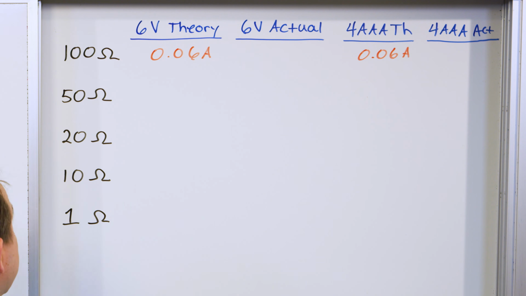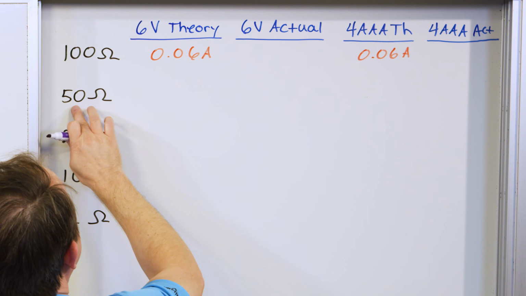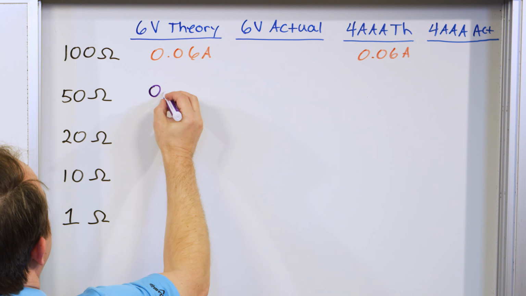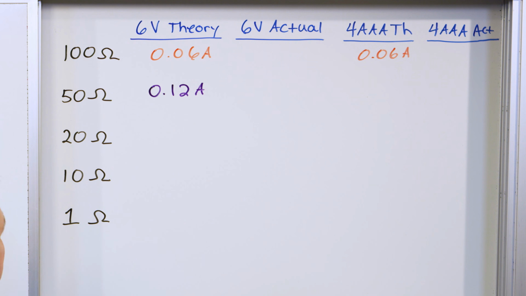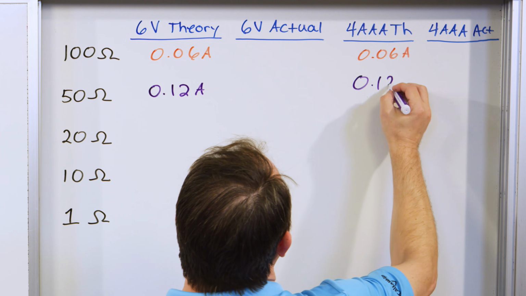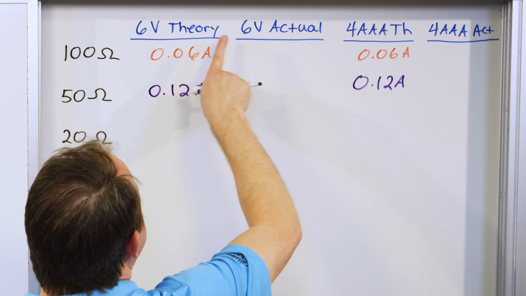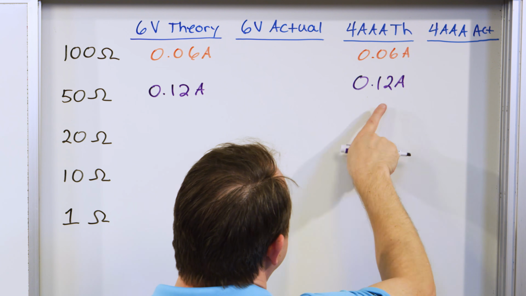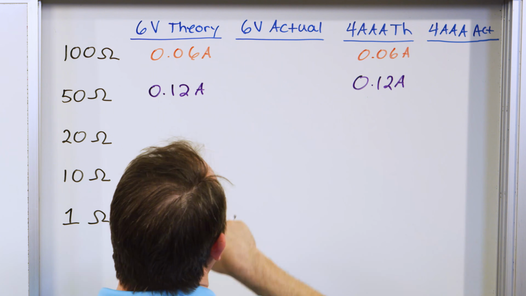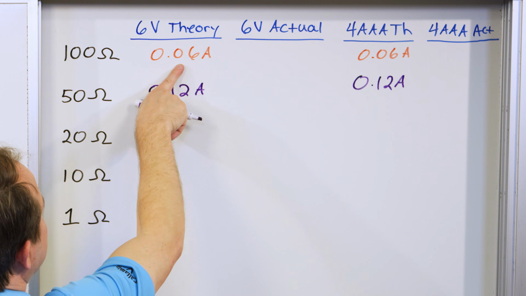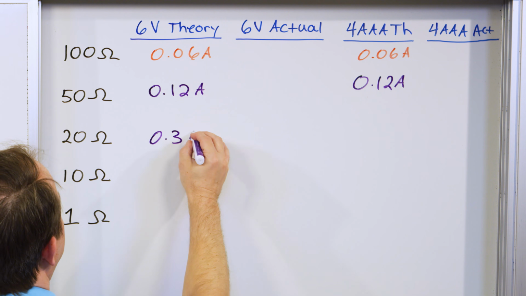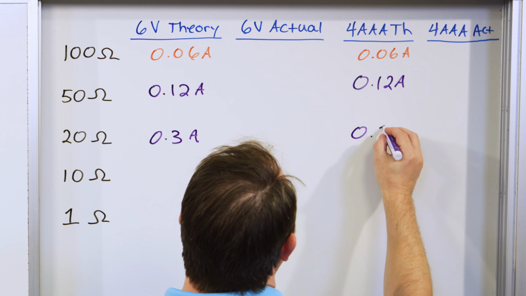All right? What's going to happen when I change the resistance and cut the resistance in half? Well, it's going to be 6 divided by 50. And I'm going to get 0.12 amps as my theoretical current, 0.12 amps as well. The reason it's the same is because this is a 6-volt battery and this is 4 AAAs, which is also 6 volts. So across the same resistor, it's going to give you the same thing. Notice this current is exactly double this because I cut the resistor in half. What happens when I get to 20 ohms? 6 divided by 20, 0.3 amps. And over here, the exact same thing, 0.3 amps.